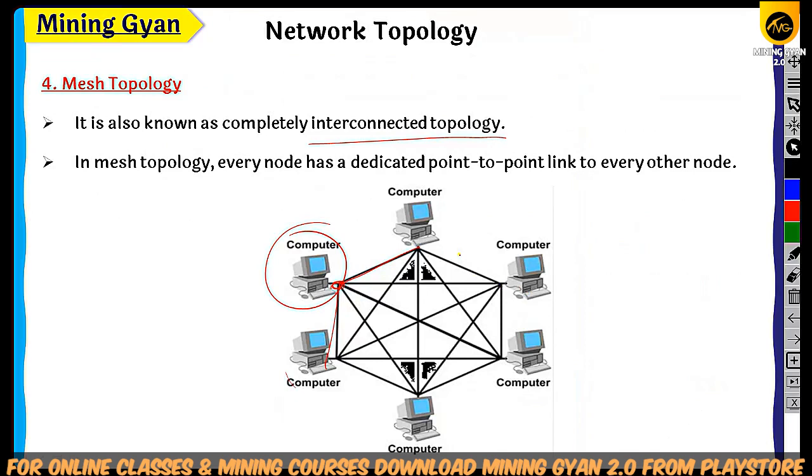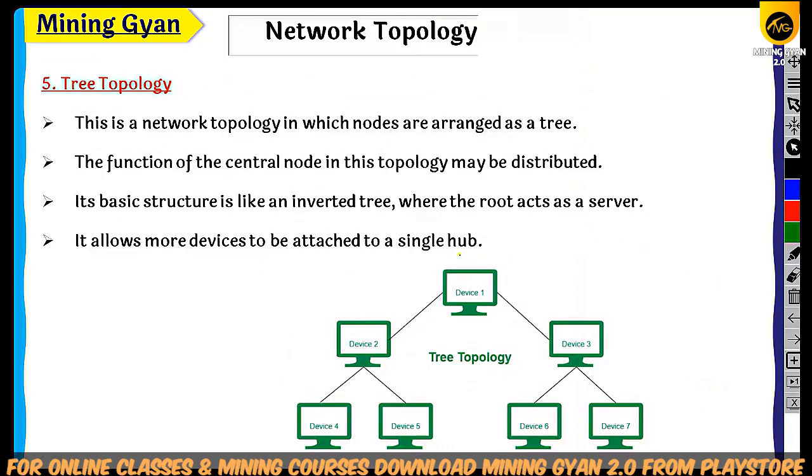So it creates some kind of mesh topology or interconnection network. Now the next one is the tree topology. This is the network topology in which nodes are arranged as a tree. The function of the central node in the topology may be distributed.